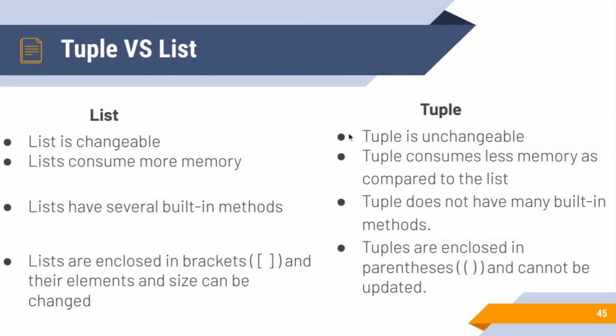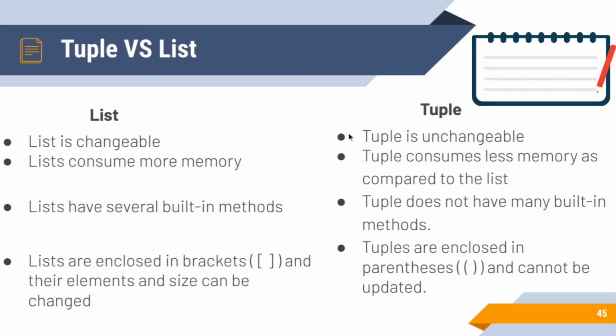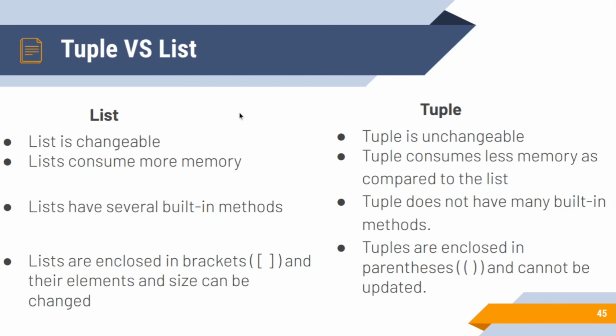So next, our next topic is tuple versus list. So a list is changeable, okay, and a tuple is unchangeable. Lists have several built-in methods, whereas a tuple does not have many built-in methods. Lists are enclosed in brackets and their elements and size can be changed. Tuples are enclosed in parentheses. Okay, so note it down. This is important. So let's move further.